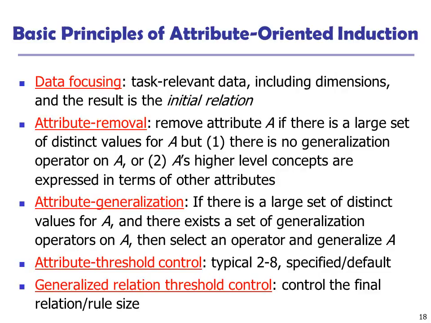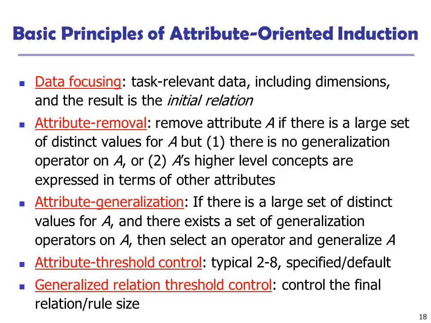This slide lists the basic principles behind attribute-oriented induction. The first one was data focusing. That is, you pick up the interesting data, or the data of interest to you, depending on the task at hand. Then attribute removal. That is, if you have an attribute which has all unique values, or too many unique values, you're going to remove that attribute, because it's not possible to do a generalization on this attribute.